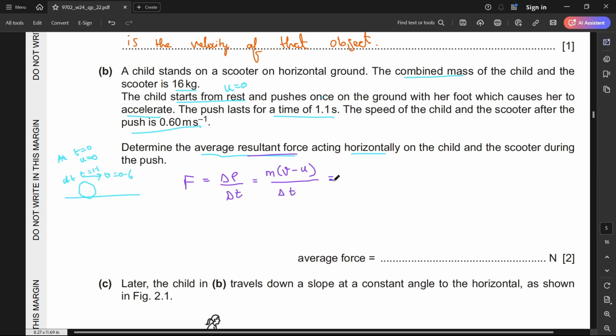So this will be equal to, the mass is given to us as 16 kgs. The final velocity you're going to achieve after 1.1 seconds is 0.6. And then the initial was obviously 0 because it's starting from rest. And the time it took going from 0 to 0.6 is 1.1 seconds. So that is going to give me the average force, which is the rate of change of momentum. If I put all of this into my calculator, my answer comes out to be 8.727 dot dot dot newtons. So based on this, I can state that my answer is 8.7 newtons. I'll just mention it over here.